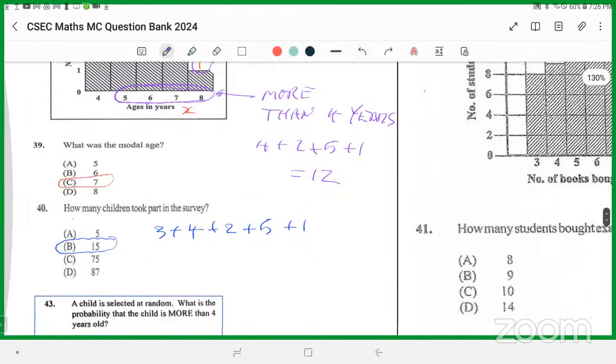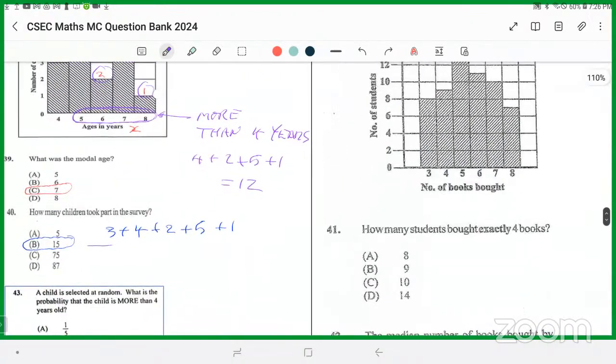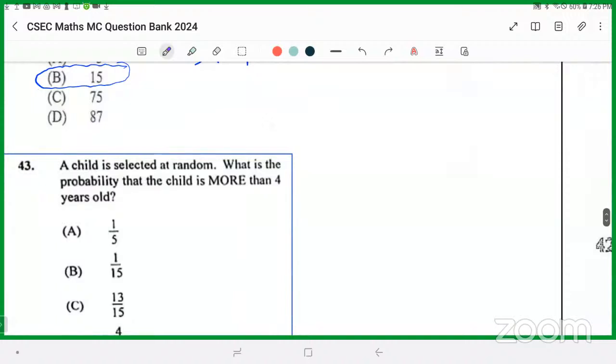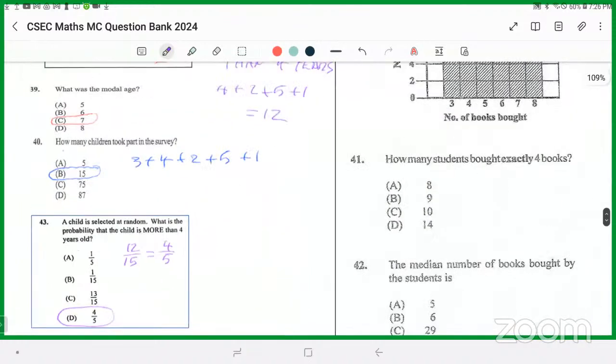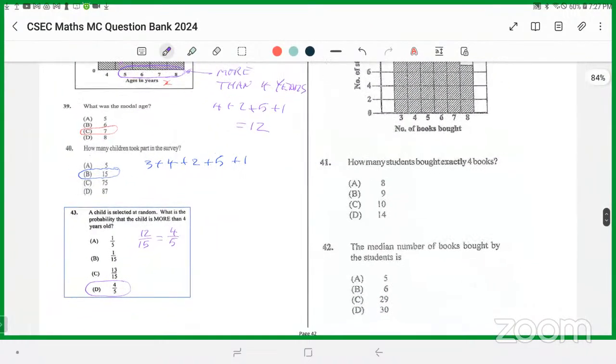12 children. So it's 12 out of the, how many were there again? The total was 15 children, right? So it's 12 out of 15. So the answer for this down here becomes 12 out of 15. 12 out of 15 reduces, dividing by 3 and by 3, you get 4 over 5. It's here, 4 over 5 is the answer. All right. That is that. More than 4 years.